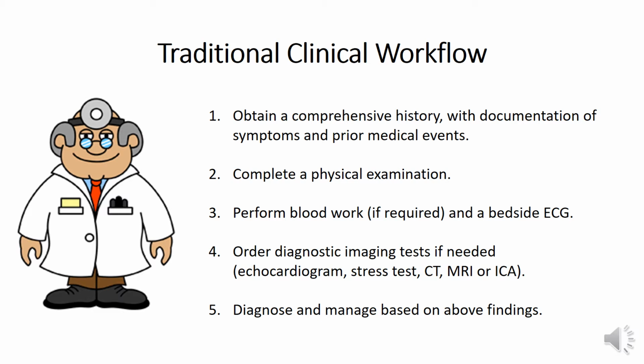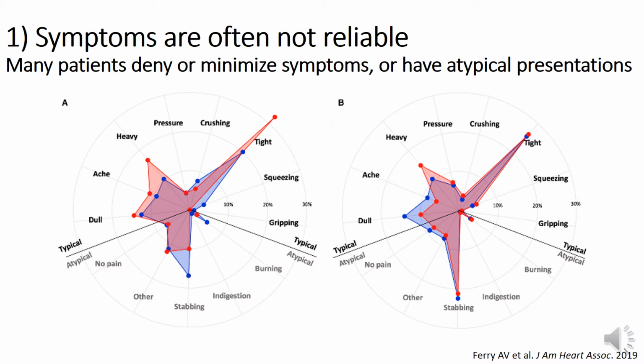Based on the above, a differential diagnosis is established, and based on the most likely disease condition, a diagnostic imaging test is ordered, which can include an echocardiogram, a stress test, an MRI, or an invasive coronary angiogram. At this stage, a diagnosis is established and a specific treatment plan is determined. However, there are several intrinsic limitations of the aforementioned workflow that I will highlight over the coming few slides.